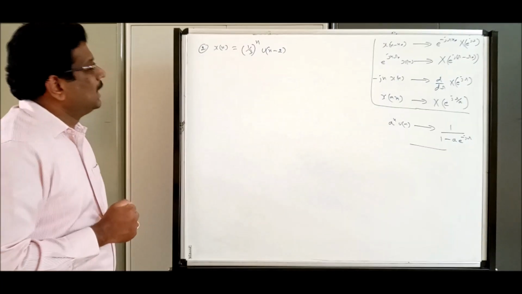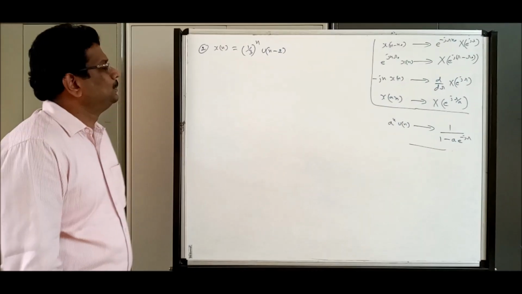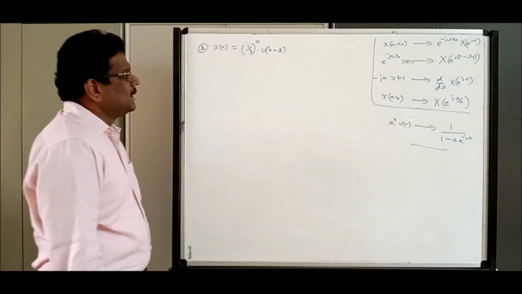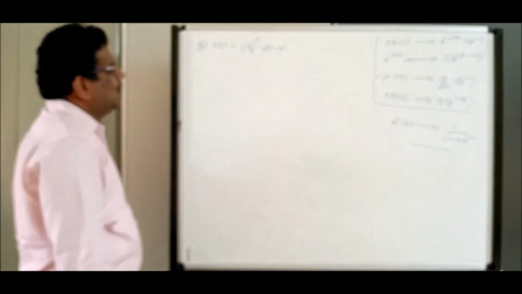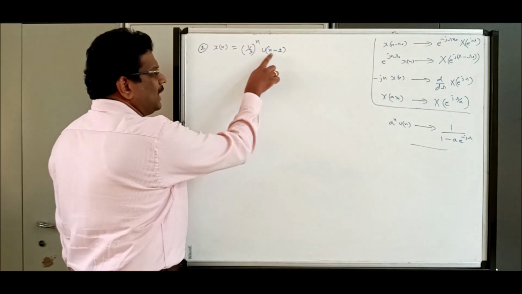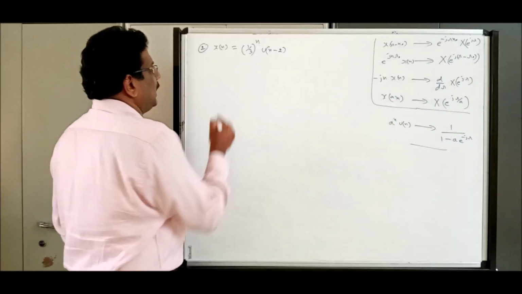Let us do the next problem. 1 by 3 power n u of n minus 2. There is a power n, this is the fundamental form we are having here. But shifting is there only here, but not here. So I have to create it. What is the procedure I can do?